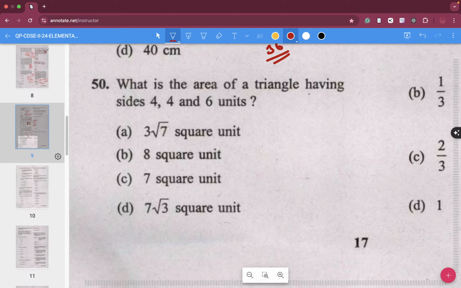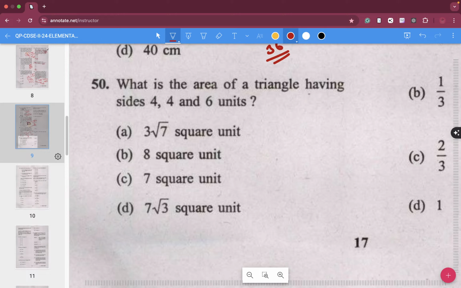How about this particular question, folks? What is the area of a triangle having sides 4, 4, 6 units? Don't always look for a formula. If you look for a formula for every single question, then it won't really work out. So for this particular question, how are you going to solve this?